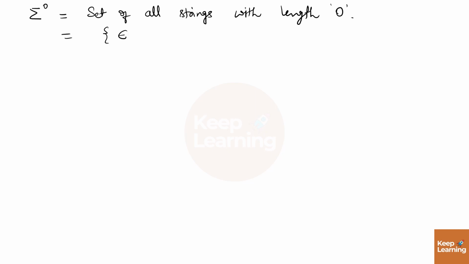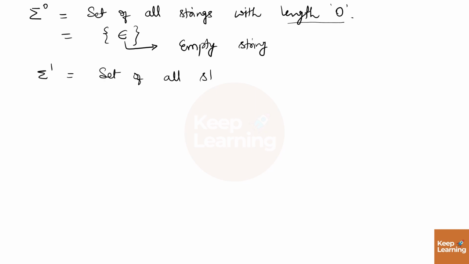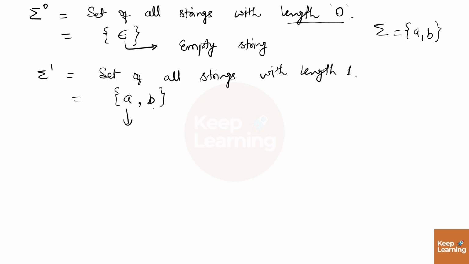Next thing is, if sigma 0 is written, it means set of all strings with length 0. So what will be in sigma 0? Epsilon. Epsilon denotes the empty string whose length is 0. So sigma 0 means epsilon, length of the string will be 0. If sigma 1 is given to you, it means set of all strings with length 1. If input alphabet is AB, what will be in sigma 1? Sigma 1 means A and B. Its length is 1 and this one's length is also 1.